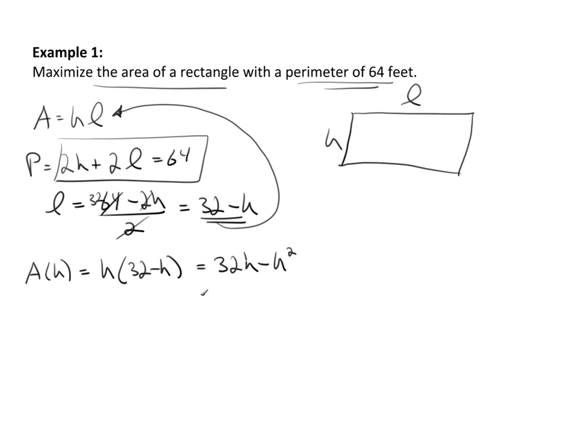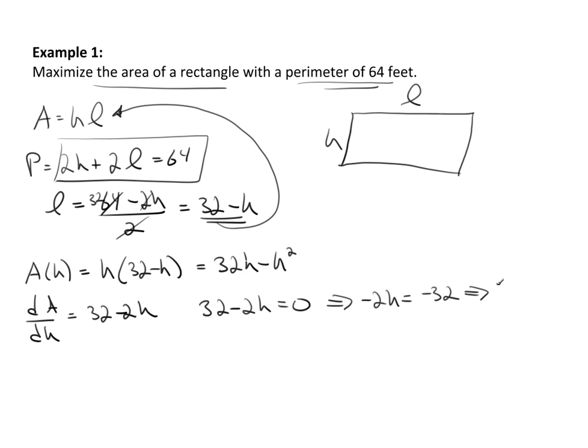So what I really need to do now to find a maximum, well, this is just a function. This could be x if you wanted to. Find the derivative. So I need dA/dh, the derivative of the area with respect to h, which should be 32 minus 2h. And just like we did before, when I need to maximize a function, I'm just going to set this to 0, because that's going to give me my candidates for mins and maxes. So if I take 32 minus 2h and set it equal to 0, that implies negative 2h equals negative 32, which implies h equals 32 over 2, which is 16.